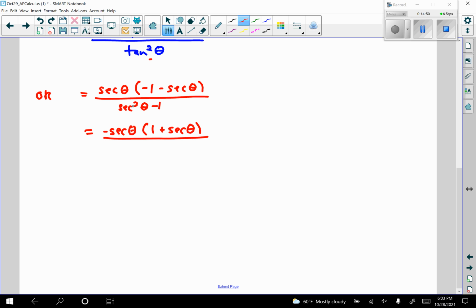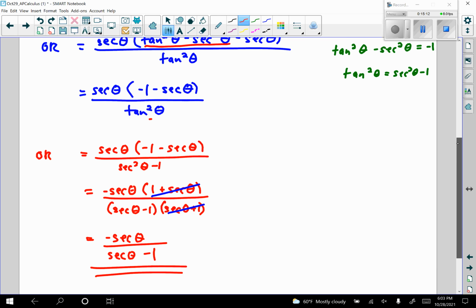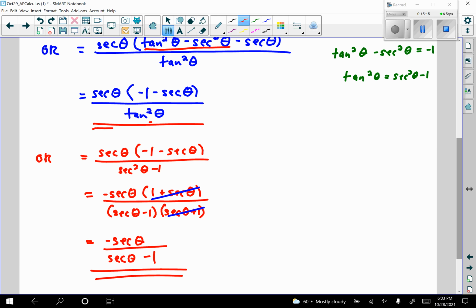Now this denominator is actually a difference of squares. We could say it's secant theta minus 1 and then secant theta plus 1. And now we can simplify even further. The secant theta plus 1s divide out, and we're left with negative secant theta over secant theta minus 1. And there we go. So we have 3 correct versions.